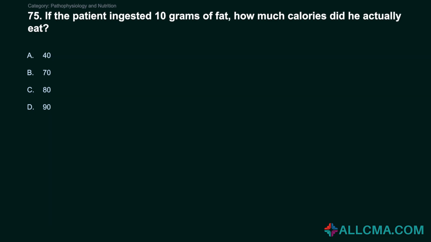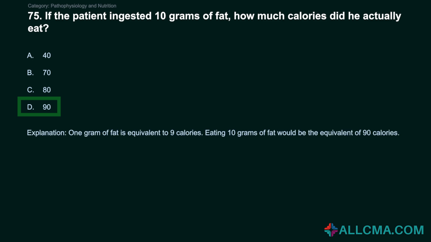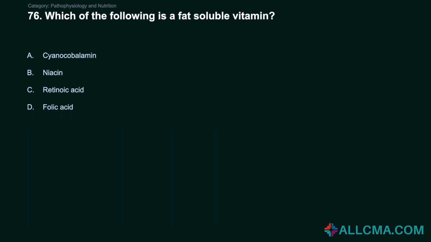75. If the patient ingested 10 grams of fat, how many calories did he actually eat? A. 40. B. 70. C. 80. D. 90. Correct answer, D. 90. 1 gram of fat is equivalent to 9 calories. Eating 10 grams of fat would be the equivalent of 90 calories.